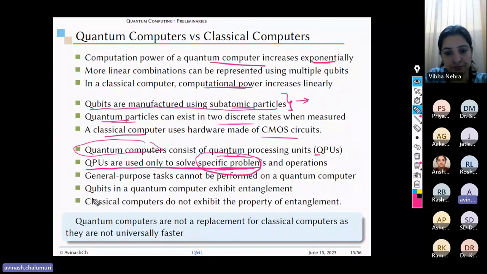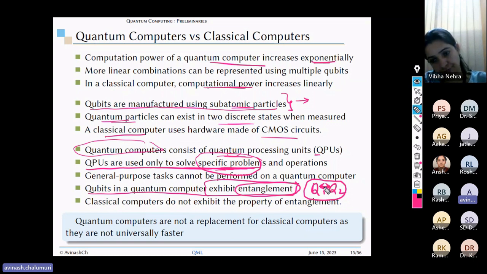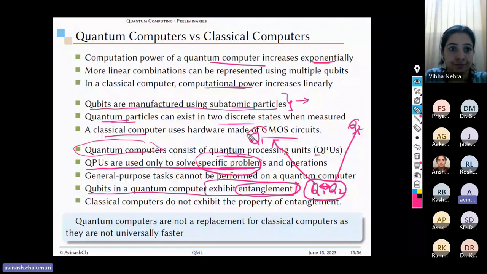Another important thing is that quantum bits exhibit entanglement. You might have heard about the Einstein-Podolsky-Rosen EPR paradox. Entanglement states that if two qubits, say qubit 1 and qubit 2, are entangled, there is a process of entanglement. We can entangle two qubits. And even if I take these two qubits to some other distance, whenever I modify Q1, there will be some effect of that on Q2.